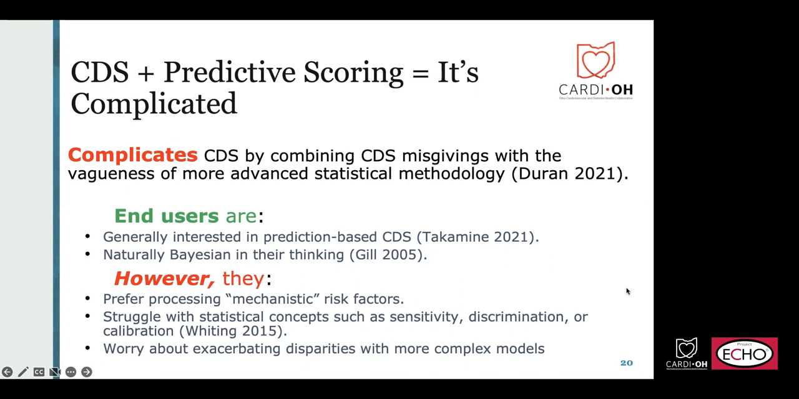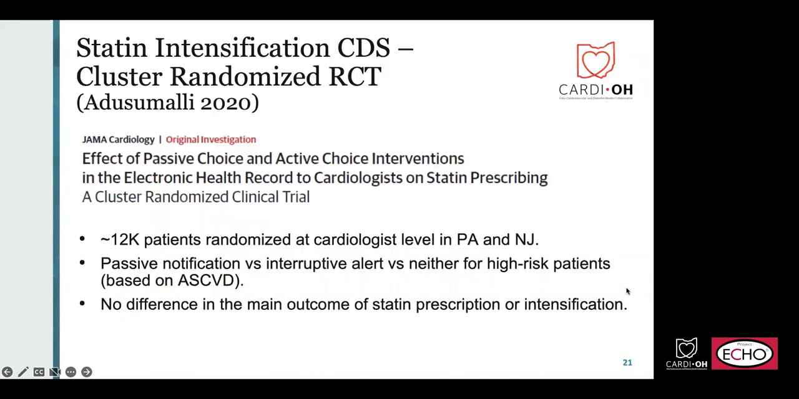They struggle with statistical concepts, even basic things like sensitivity and more advanced things like discrimination or calibration. And as Adam showed, we are all generally worried about exacerbating racial disparities with more complicated models.